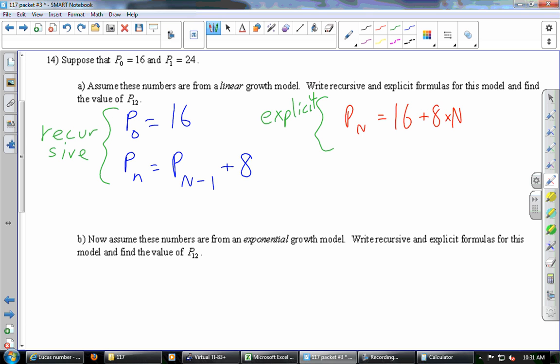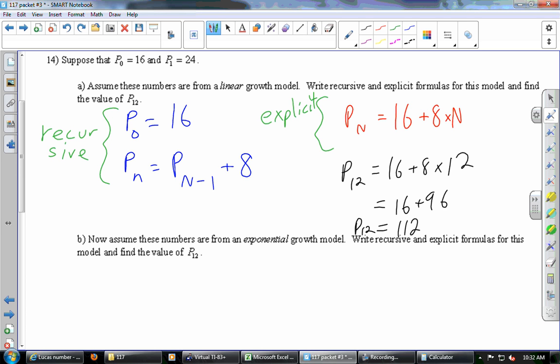And that's the one that you're going to use if you want to find P12. 16 plus 8 times 12. The n's both became 12s. 16 plus 8 times 12, 16 plus 96, 112. Okay? That's the answer. The population in year 12 is 112.